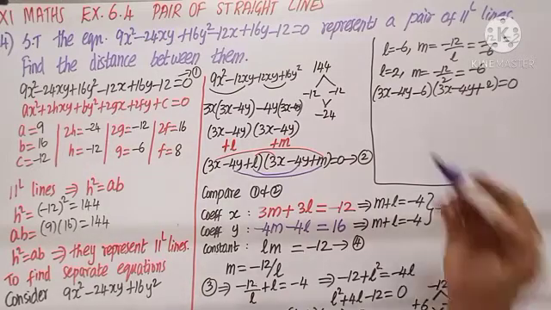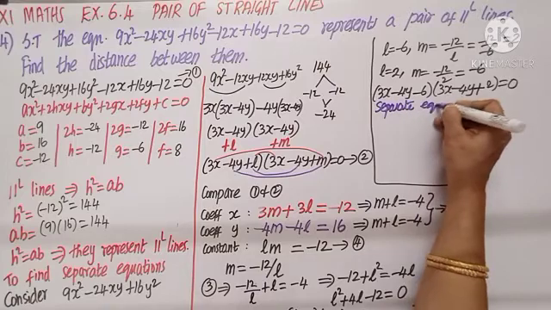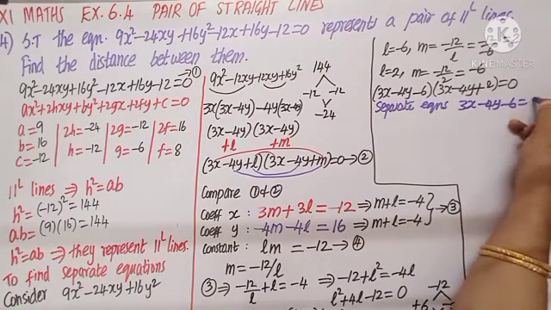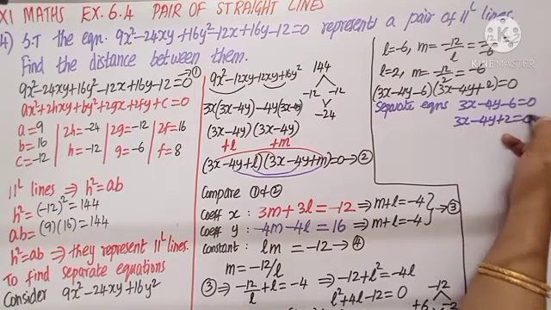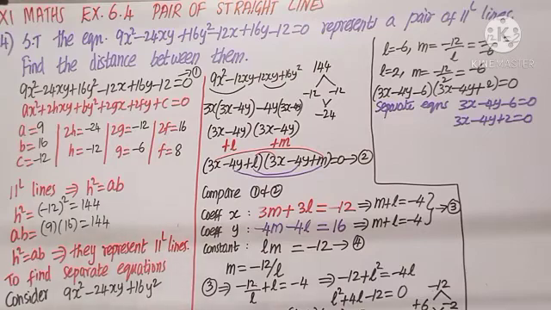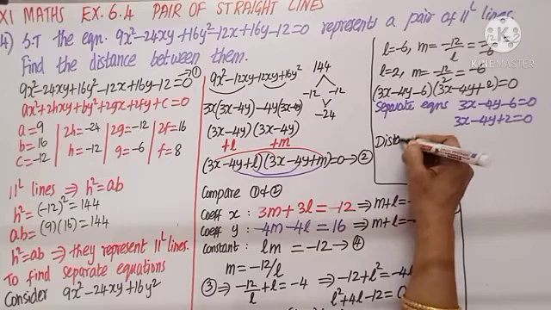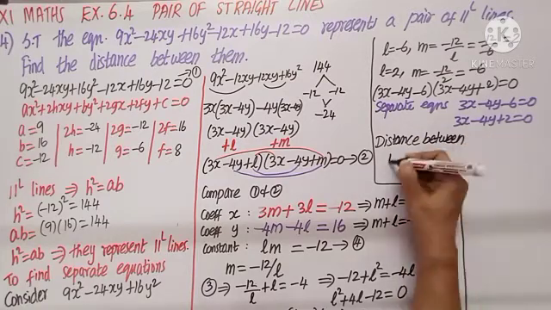So what are the separate equations? Let us write each bracket 0 separately. 3x minus 4y minus 6 equal to 0, and 3x minus 4y plus 2 equal to 0. My question is to find the distance between the parallel lines. So, distance between parallel lines.